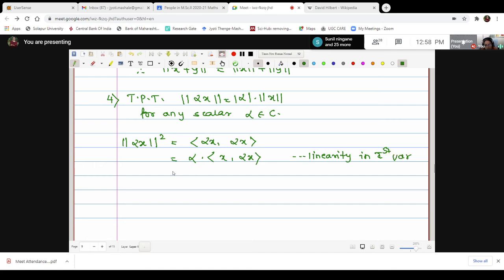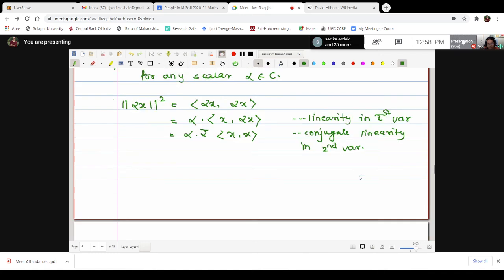Now it's time to use conjugate linearity in the second variable. Now this scalar is taken out with a conjugate. Therefore we are left with inner product xx. Reason: conjugate linearity in second variable. Now alpha into alpha bar is mod alpha square into inner product xx.